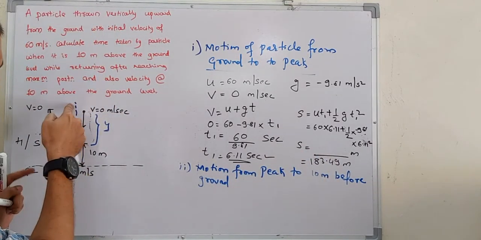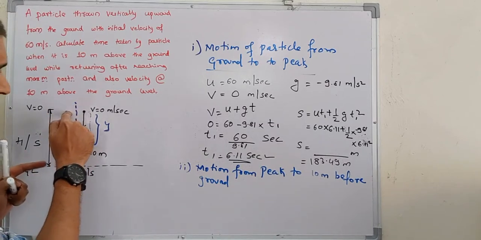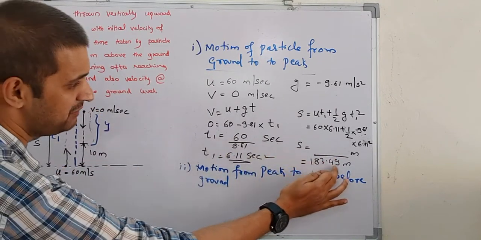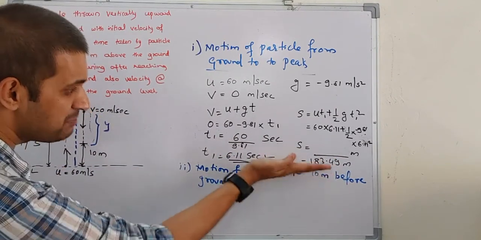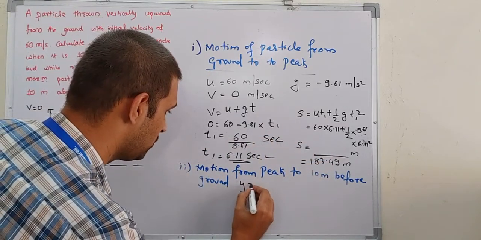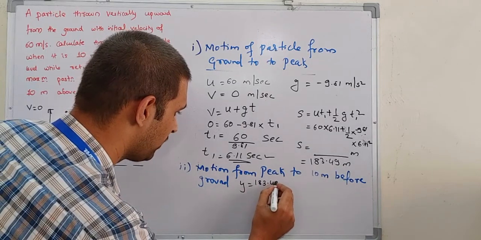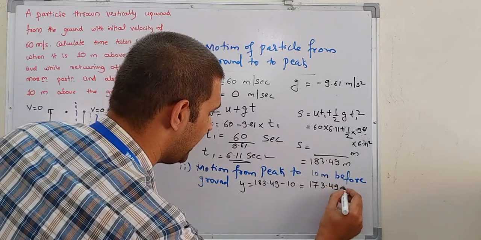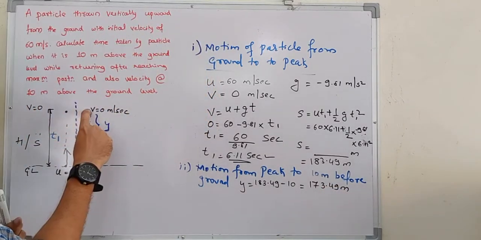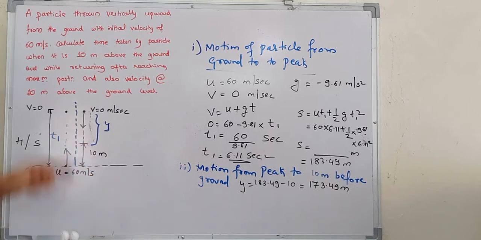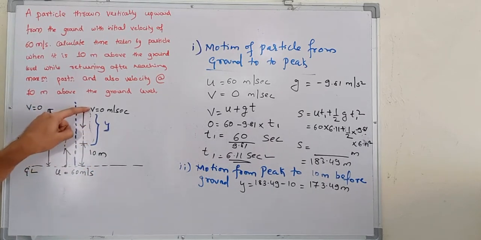Now what is the peak distance we have? From ground to peak, the distance is 183.49. To reach back the ground, it has to travel the same distance. But you are asked to calculate 10 meters before this distance. So that distance y, 10 meters before the ground, will be 183.49 minus 10 meters, which will be 173.49 meters. For this, we'll calculate how much time is required, from peak to this value. Now while returning back, it starts from rest again.